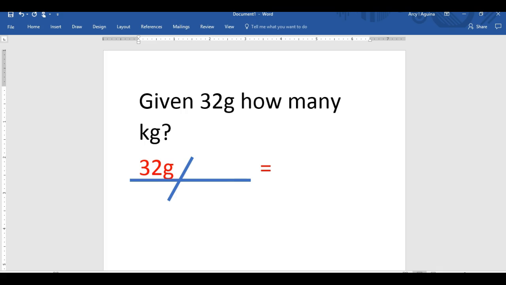So this is what rule number 2 means. You're going to set up your units before you even plug in any numbers. So problems usually look like this. Given 32 grams, how many kilograms? You need to set up your units, and it makes it so much easier for you to figure out what numbers go where if you do that.